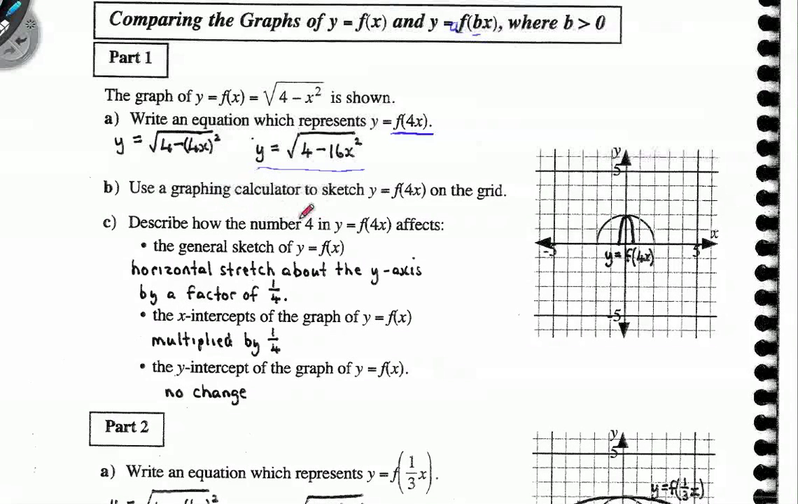Describe how the number 4 in this new function affects the general sketch. Well, it's a horizontal stretch, so it's gone in, it's being compressed in a sense, or a horizontal stretch about the y-axis by a factor of a quarter. The x-intercepts have also been multiplied by a quarter. So instead of being at 2 and negative 2, they're now at negative a half and a half here. The y-intercept, notice, has not changed.